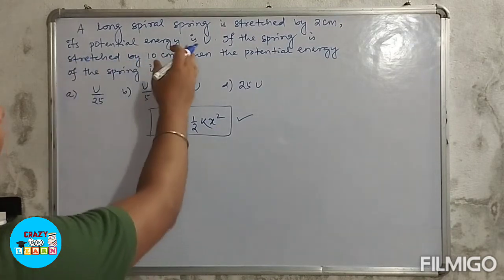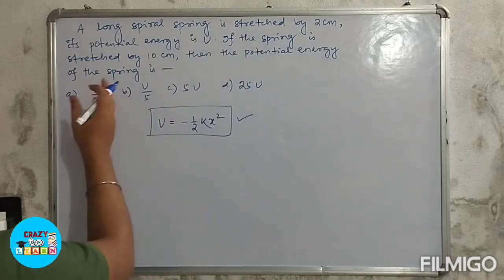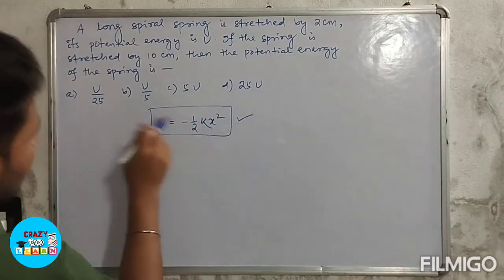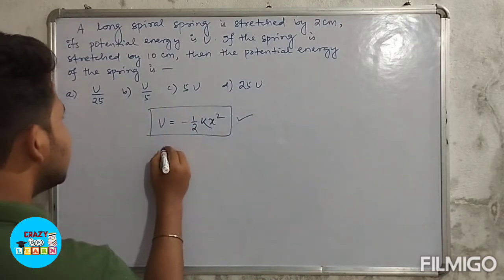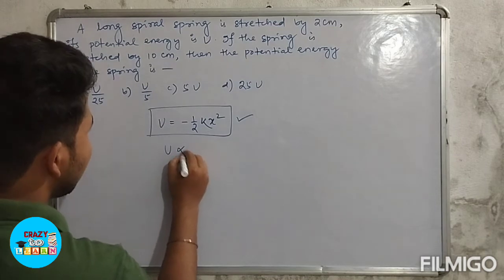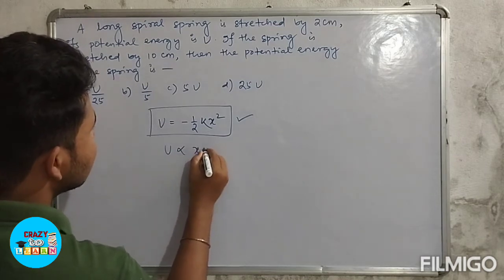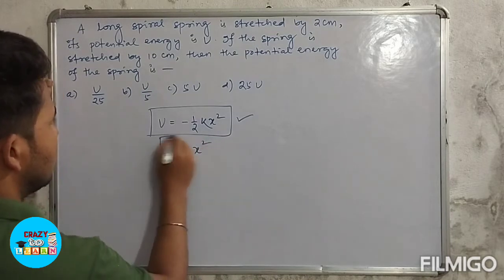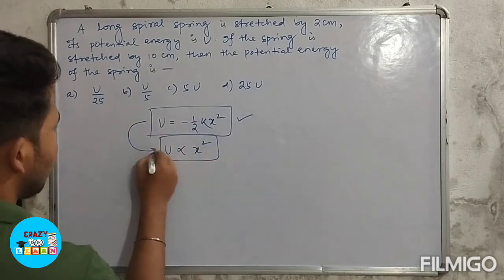So its potential energy is U. If the spring is stretched by 10 cm, then what is the potential energy of the spring? So when you observe this formula, what are you getting? The potential energy U is directly proportional to the square of the stretched length, x square. Yes or no?